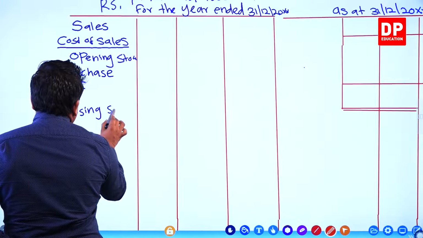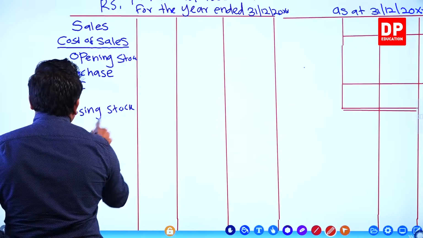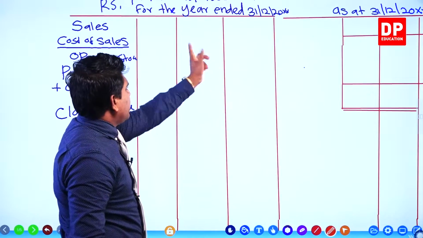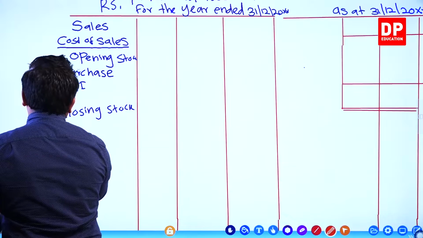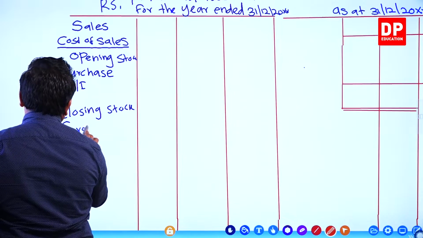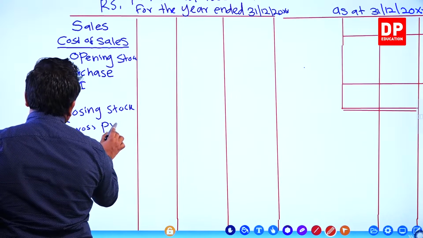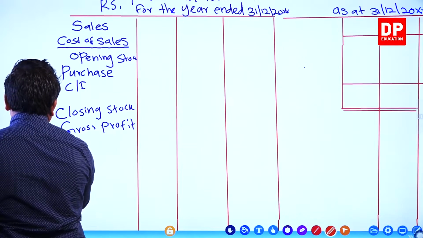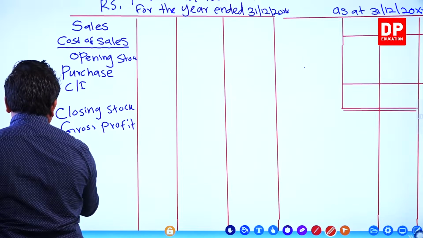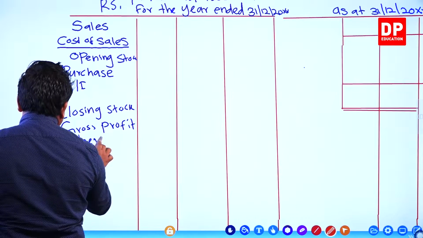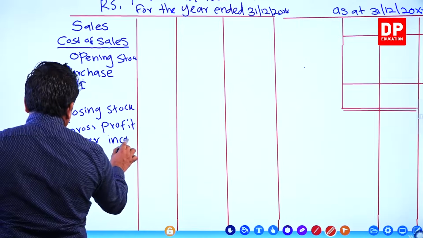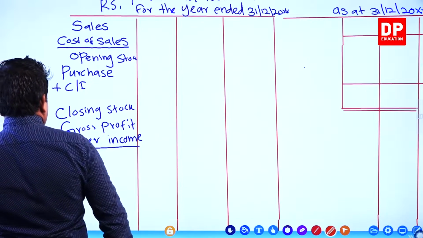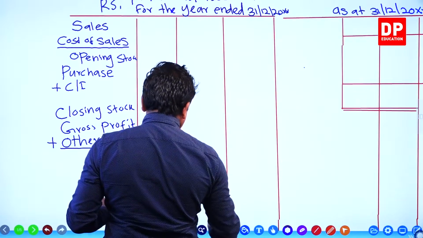After the closing stock, you can see the cost of sales. Then the difference is gross profit. After the gross profit, we add other income. What are the other income items you met in this question? Discount received.